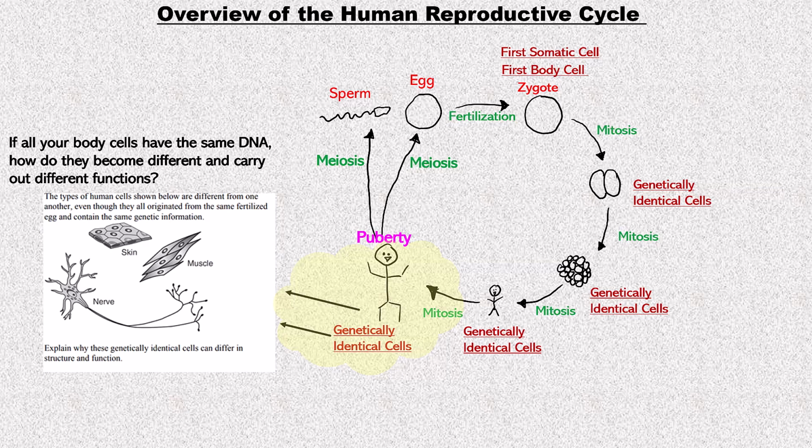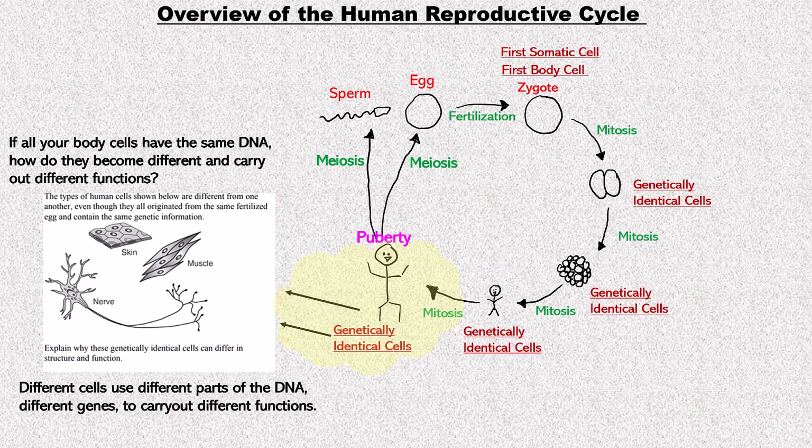Well, if they have the same instructions, the same book of ingredients and recipes, maybe the liver cell uses different pages or different parts of the instructions, and the lung cell uses other parts of the instructions, and the skin cells use other parts of the instructions. They all have the same book of instructions, but if you're trying to make brownies, you're not going to go on the page that says how to make pizza. So different cells are going to use different parts of the DNA, different genes, to carry out different functions and become structurally different. That's called cell differentiation.